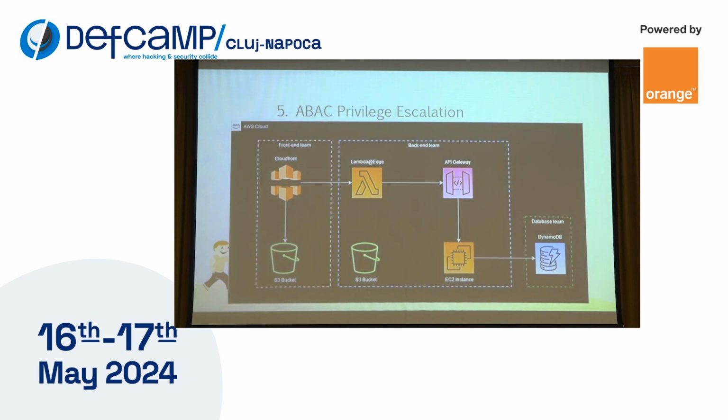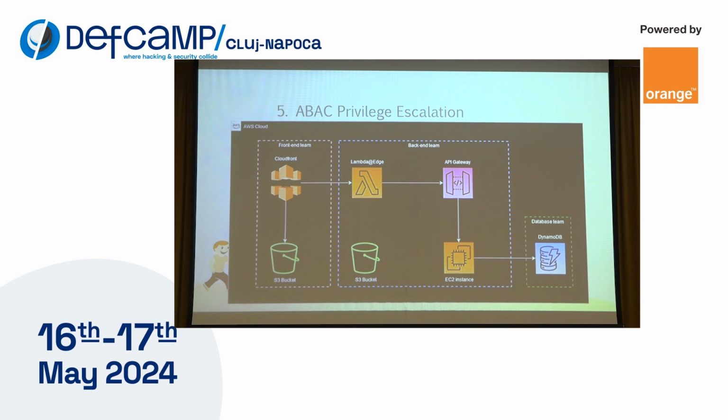Something that's not so cool and so hackerish, but I think it's still relevant, is attribute-based access privilege escalation. So in some AWS account, you may want to achieve this thing where the front-end team should access only these resources, the back-end team only these resources, and the database team only these resources. And you don't want to make a policy for each group. You just want to make a policy for everyone.